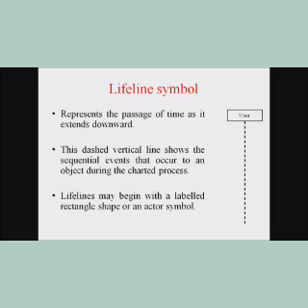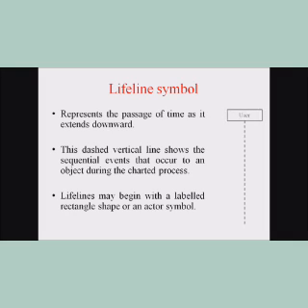The third one is the lifeline symbol. The lifeline symbol represents the passage of time as it extends downwards. This dashed line shows the sequential events that occur in an object during the charted process. Lifelines may begin with a labeled rectangular shape or an actor symbol. So the lifeline is a dashed line starting from an actor, a process or a rectangle. These are the lifespans of a particular sequence of actors.